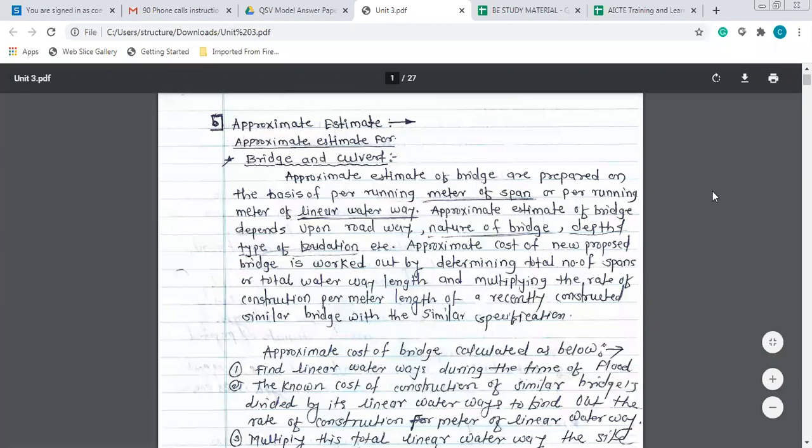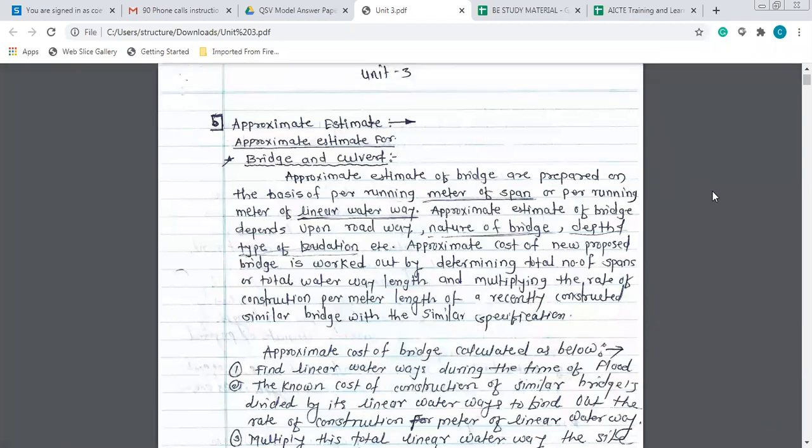As far as bridges are considered, the approximate estimate for any bridge is definitely based on the running span of that particular bridge, which is taken in running meters, or a running meter of the linear waterways. We will go with the nature of the bridge, depth, type of foundation, then geological condition, environmental condition, topographical condition, and details about the river on which your bridge will be. That is rainfall data for the last 30 years that you are going to collect. Based on that, you can start your bridge estimate. That is for the approximate estimate.